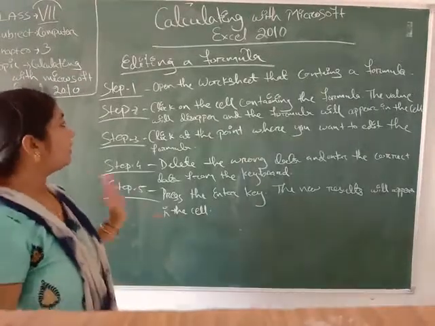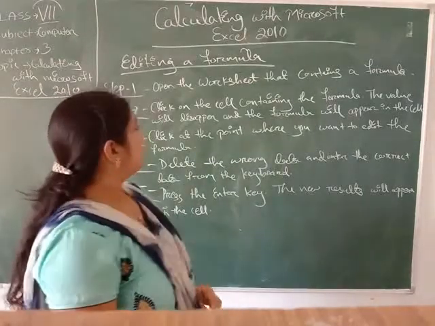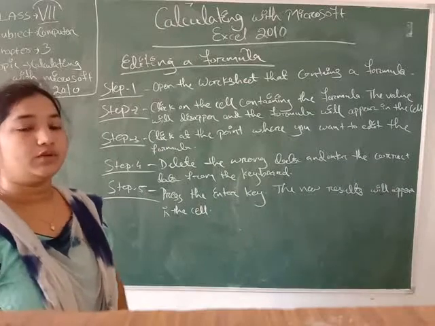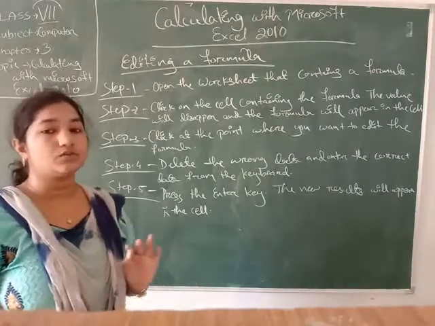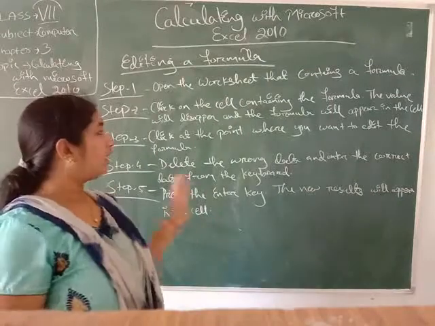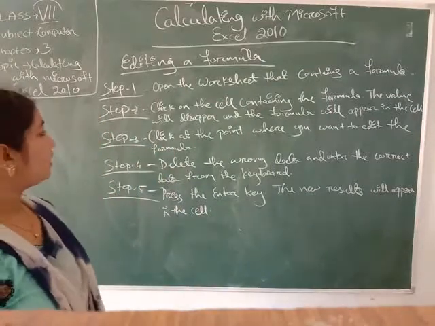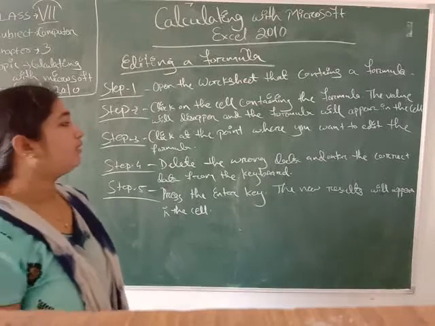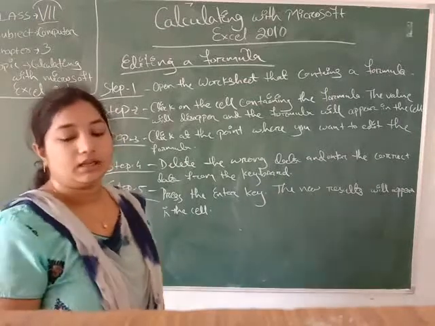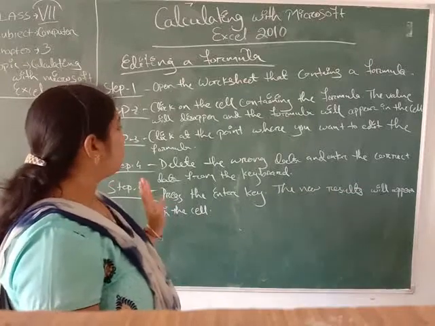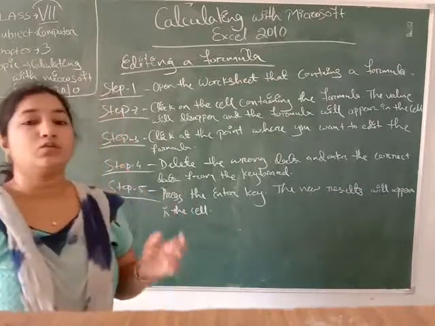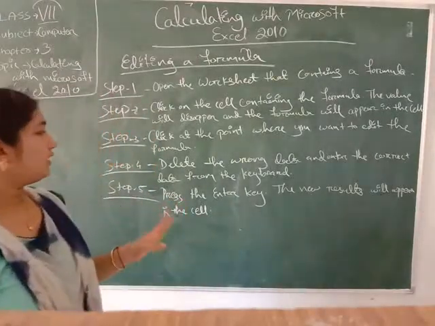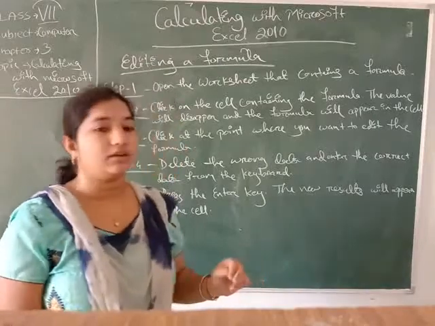So students, for editing a formula, the first step is to open the worksheet that contains the formula. Means in which worksheet the formula is there, we have to open that worksheet. Then click on the cell containing the formula. In which cell the formula is there, we click on that, and the value will disappear and the formula will appear in the cell.